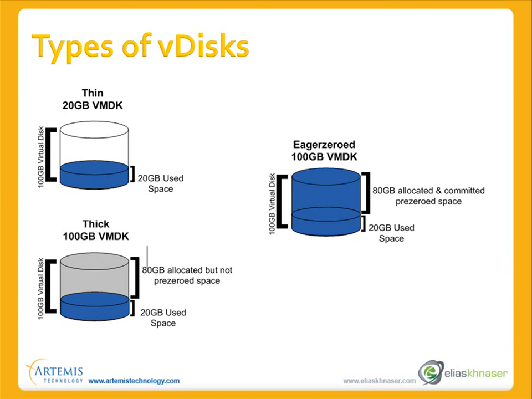Go ahead and not count that as space that's being used. So at the array level now, it sees 20 gig of used space, and it can take that 80 gig and treat it as unused.